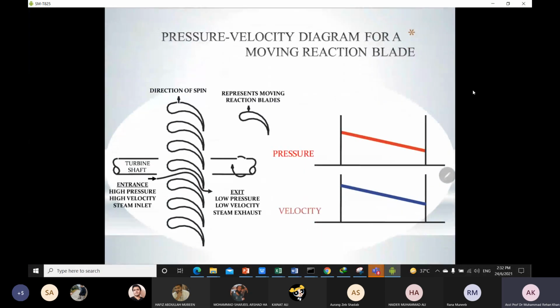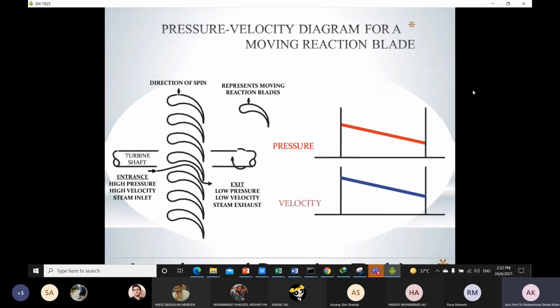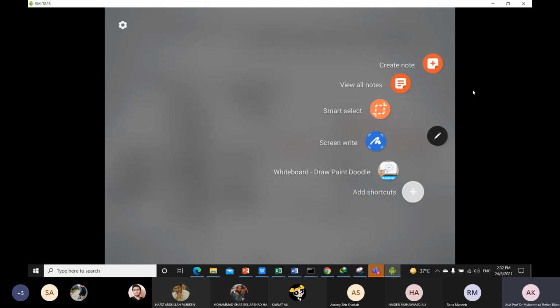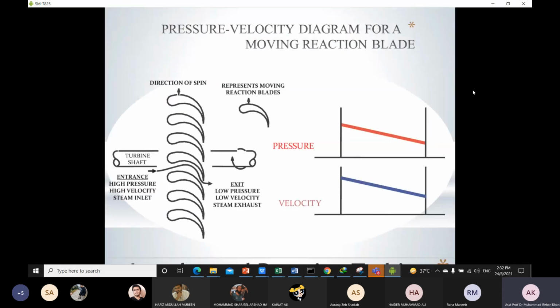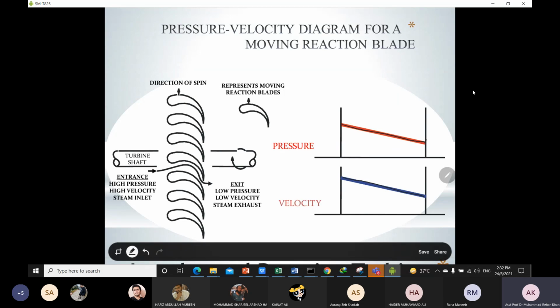So if we take a look at the moving blade section, pressure and velocity: the pressure also decreases in the moving blade section and velocity also decreases. So in this case, both pressure and velocity decrease in the moving blade section. However, in the case of impulse turbine, the pressure remains constant and velocity only decreases. So this is just a difference.